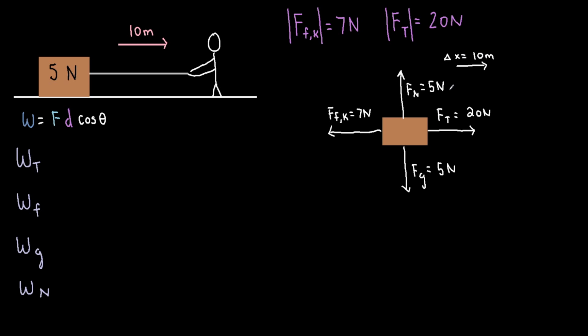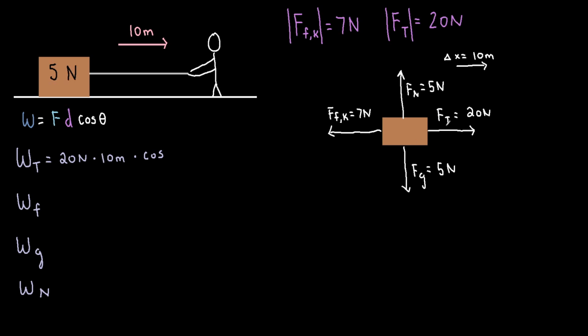Now that we identified all the forces acting on our box, we can use the formula F D cosine theta to find the work done by each of these force components. So the work done by the tension force is going to equal the magnitude of the force, which is 20 newtons, times the displacement of the object, which is 10 meters, times cosine of the angle between the force vector and the displacement vector.